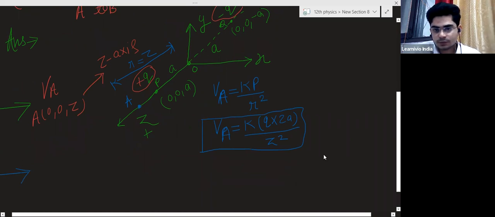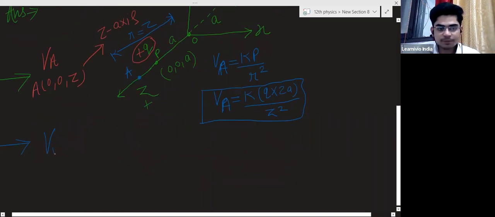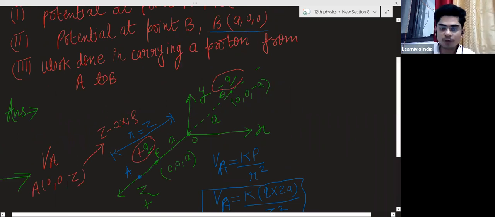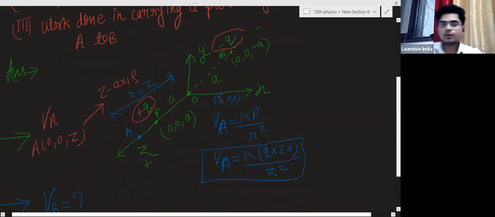Now we will calculate potential at point B. The location of point B will be on the x axis, at a comma 0 comma 0.